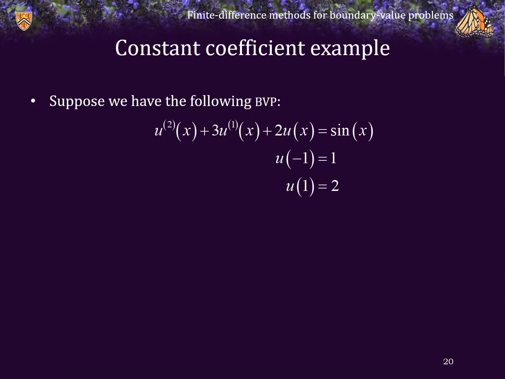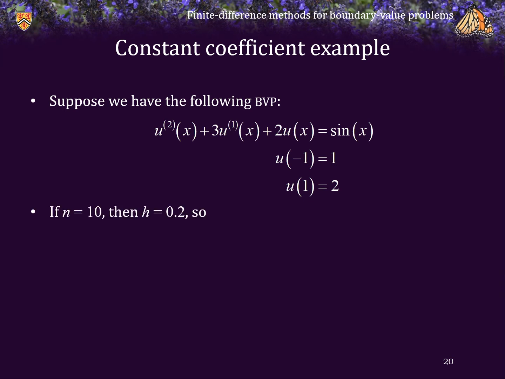Now, suppose we have the following boundary value problem with constant coefficients, the coefficients being 1, 3, and 2. The forcing function is sine of x, and the boundary conditions are that u at -1 is equal to 1, and u at 1 is equal to 2.